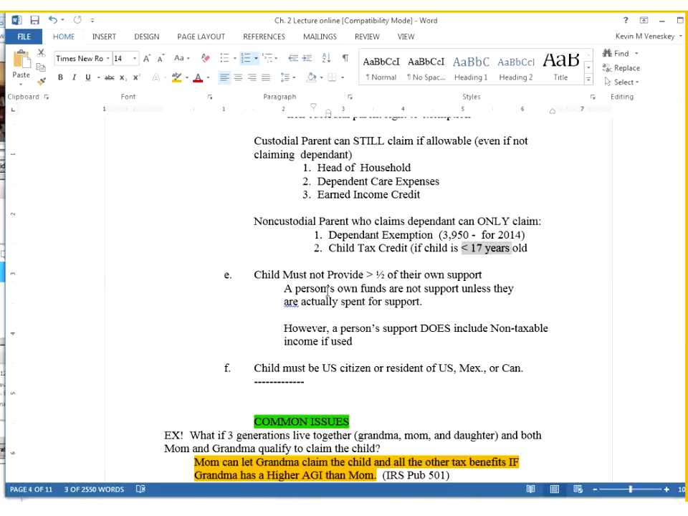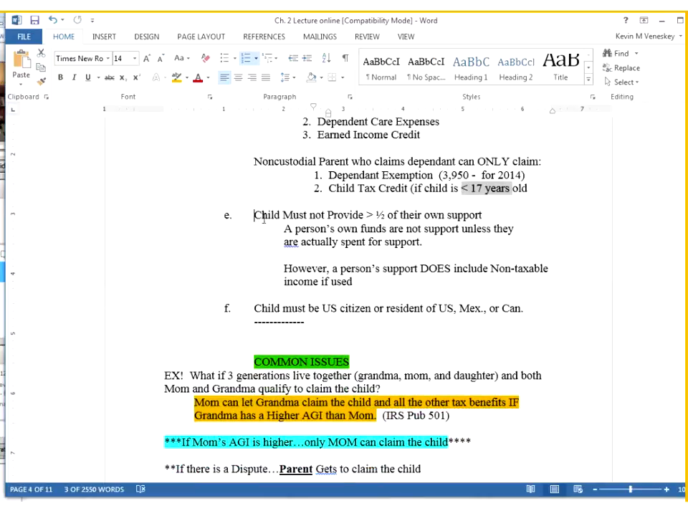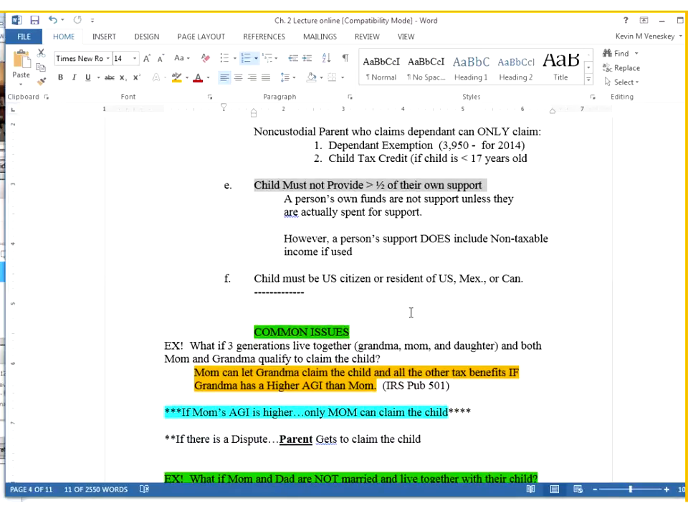And as we'll see here, the child tax credit is for those who are less than 17, but we'll get into that in a later day. One of the things is, as long as there's a child, provide over half their support. Once they get up into the college age, then it becomes sometimes iffy. We want to look at some support tests to see who provides more of the support and what's considered support and what isn't. The person's support does include non-taxable income if used. So non-taxable income could be like a Pell Grant or your scholarship.